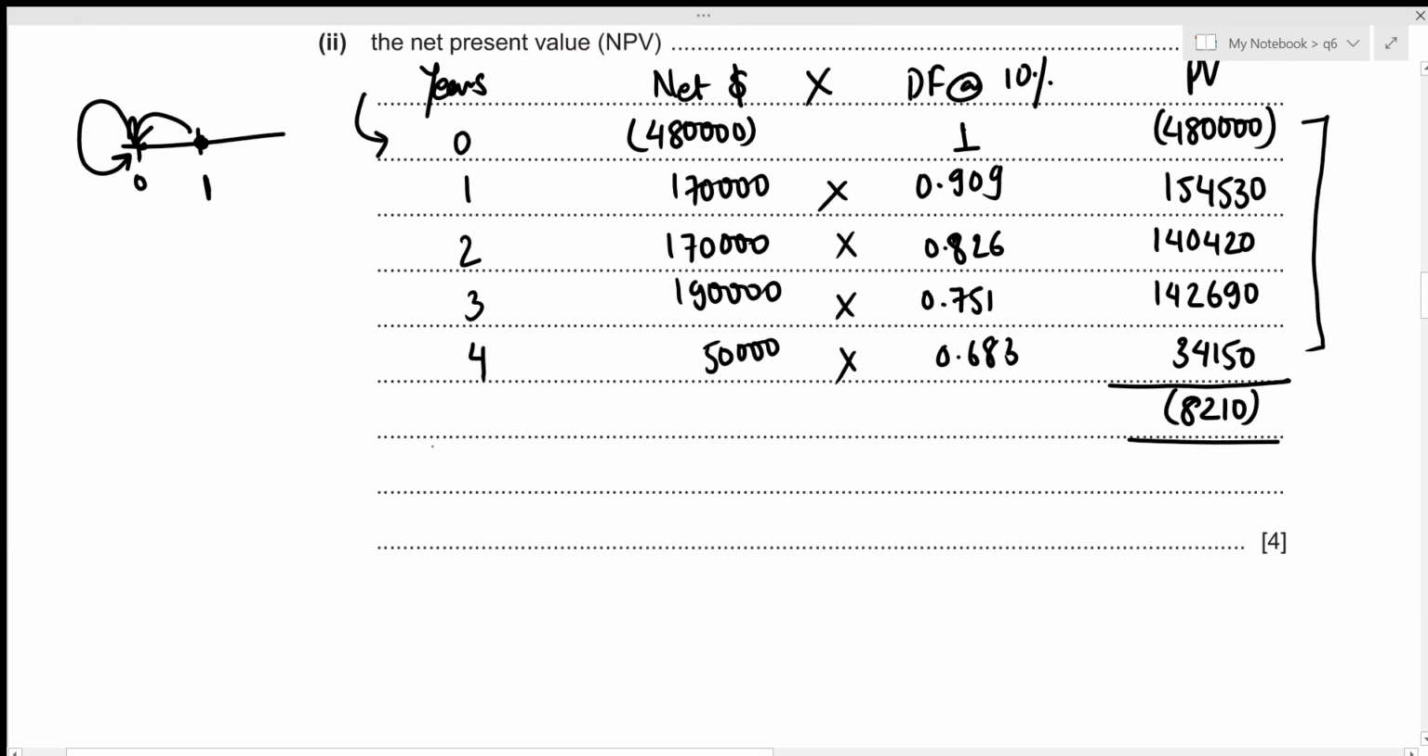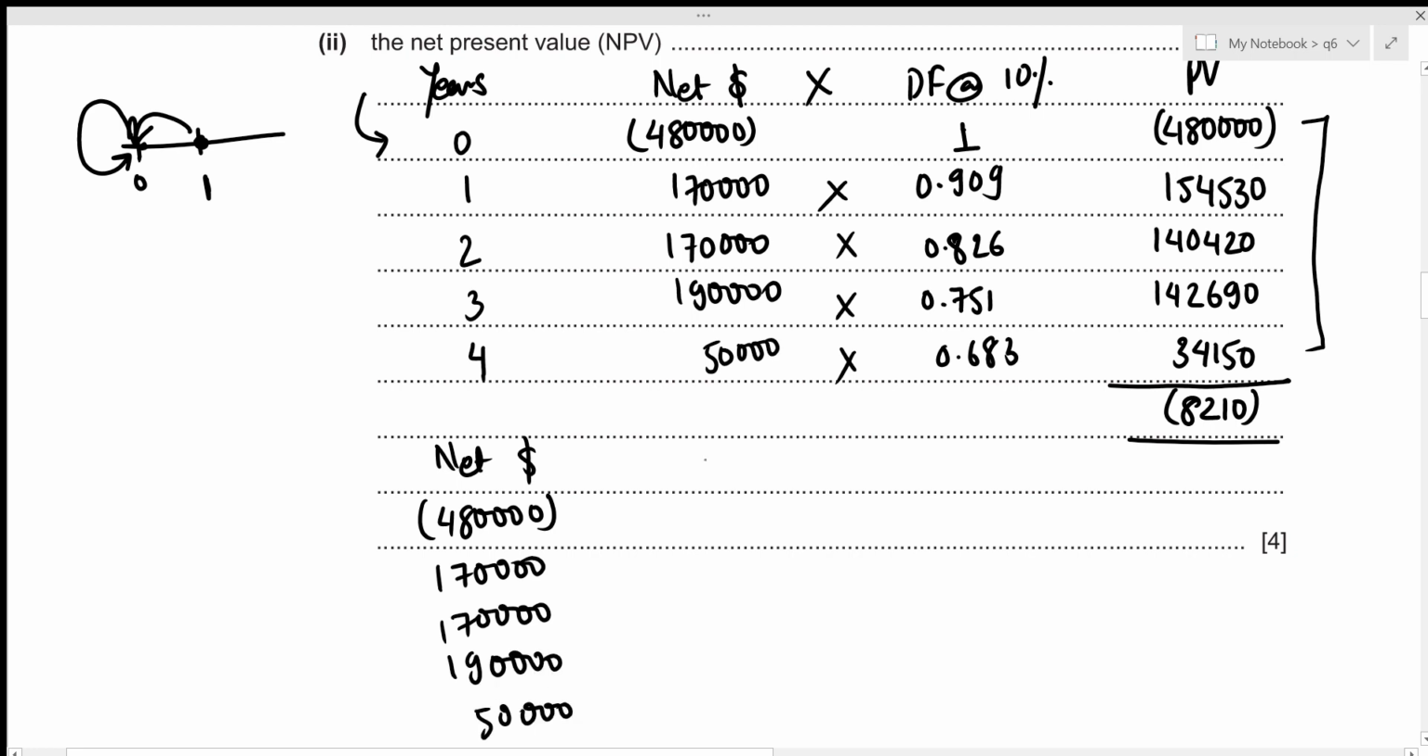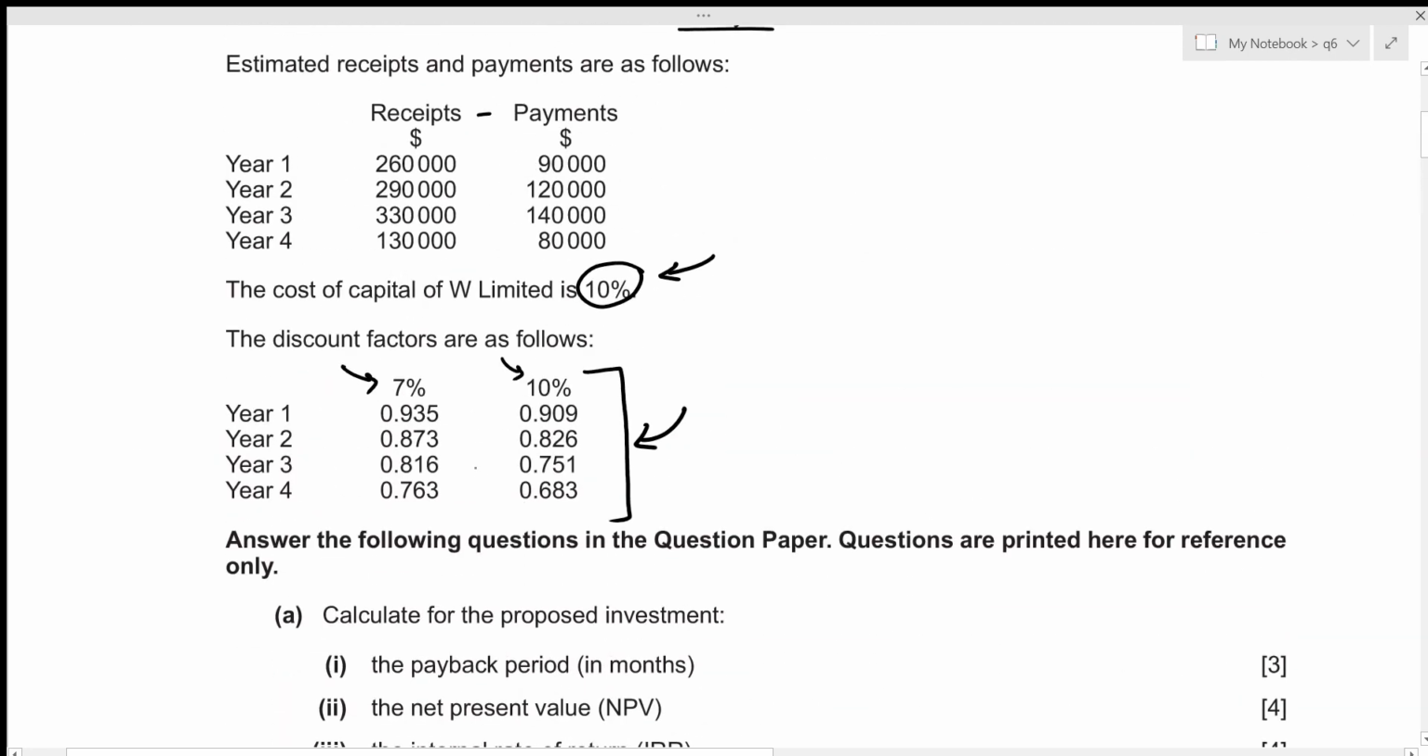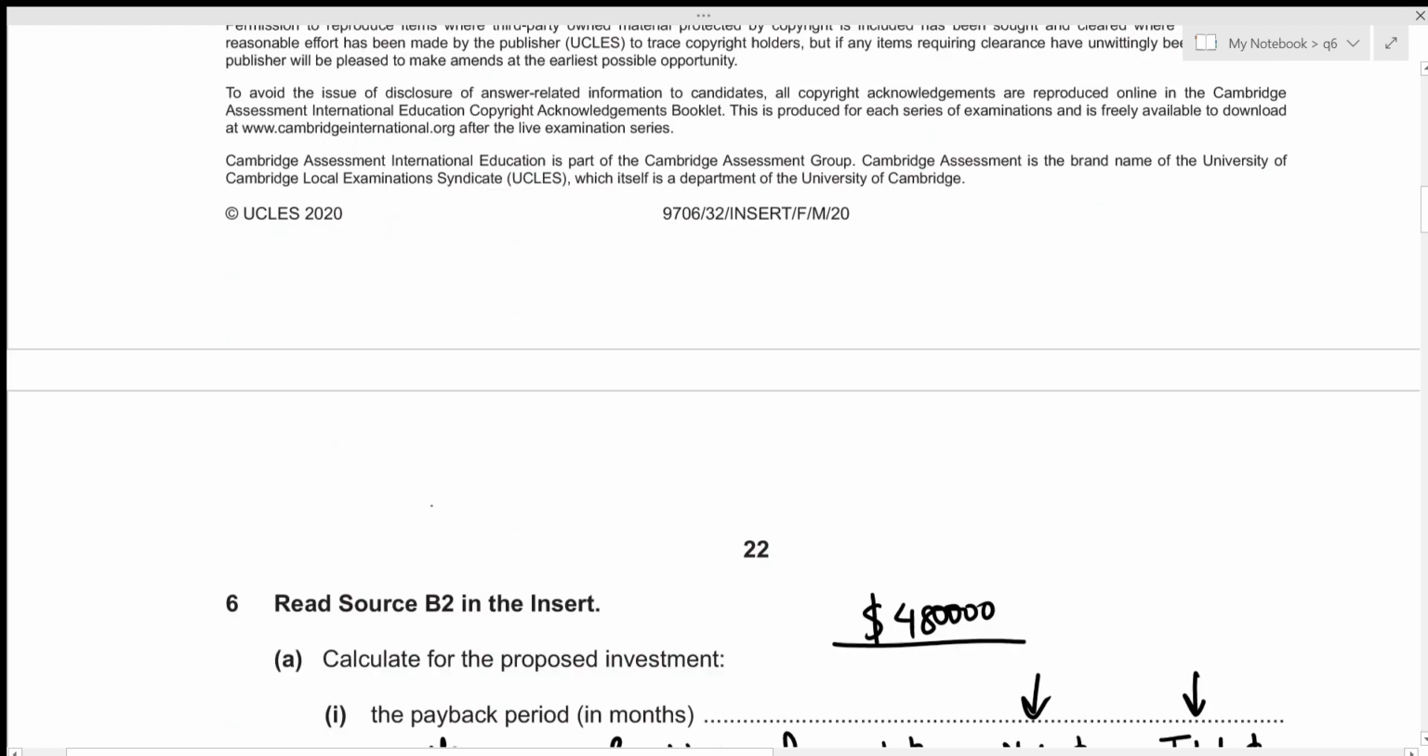So that's net value of 480,000, which is negative, 170,000 positive, 170,000 positive, 190,000 positive, and 50,000. So now I just need to copy down the discount factor of 7%. Let's have a look above. That's 0.935, 0.873, 0.816, and 0.763. Let's write it down.